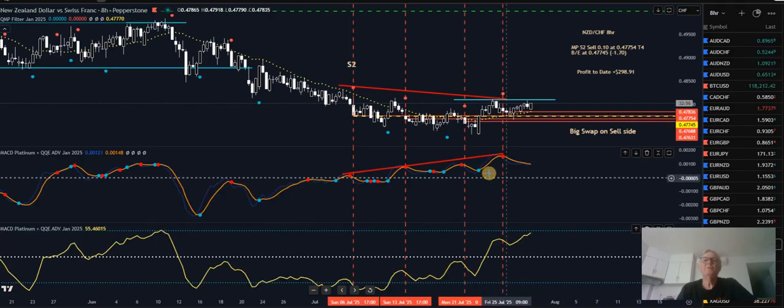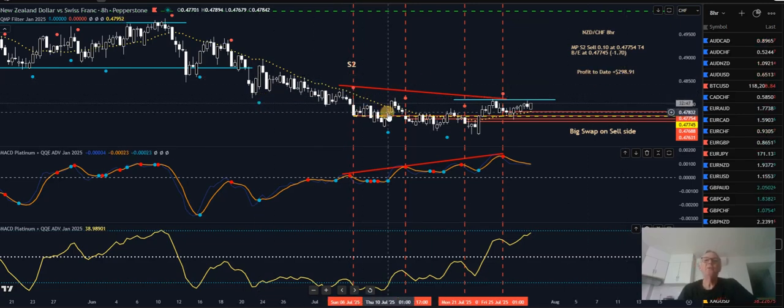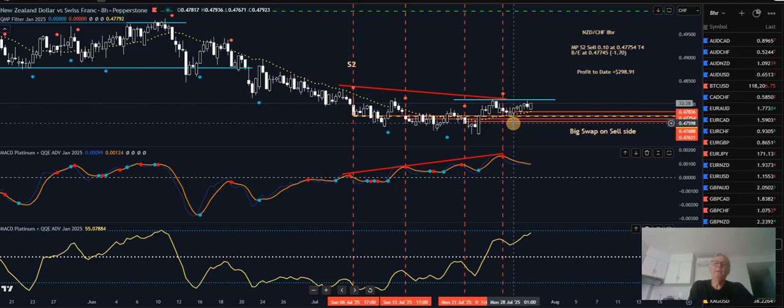New Zealand Swiss, now we did pretty well here. Made some money, as you can see, profit today, nearly $300 on the buy side. We had a few buy trades. Started taking these sell trades, which I liked. This is a pair I like. We actually poked through my break even, but it then bounced up.